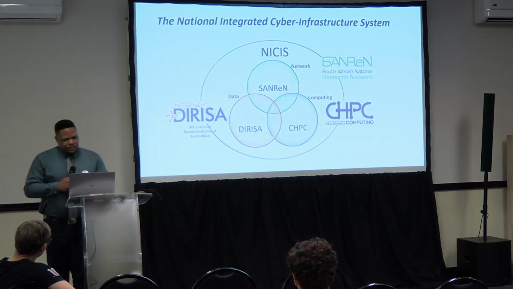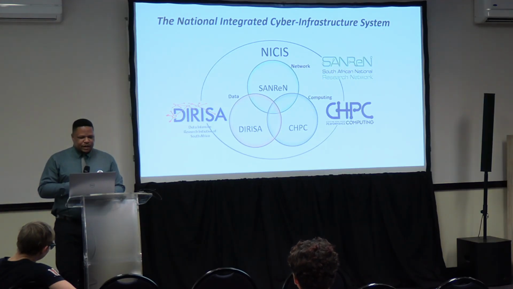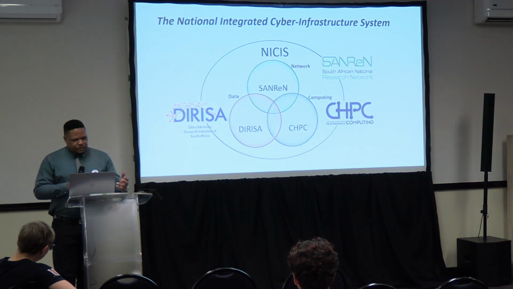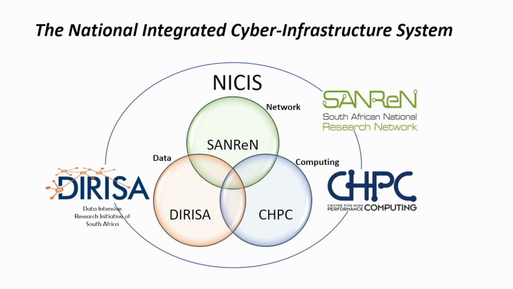Just a bit about the NICIS, the National Integrated Cyber Infrastructure System. It's made up of 3 pillars: the CHPC, SANReN, which is the South African National Research Network, and that provides high bandwidth, high speed network connectivity for research and education institutions in South Africa. And our sister DIRISA, the Data Intensive Research Initiative of South Africa. So we've got a high performance computer that is accessible from all of the universities and research institutions in the country through this high bandwidth network, but it also produces a lot of data. So this data needs to be stored somewhere, and that is DIRISA.